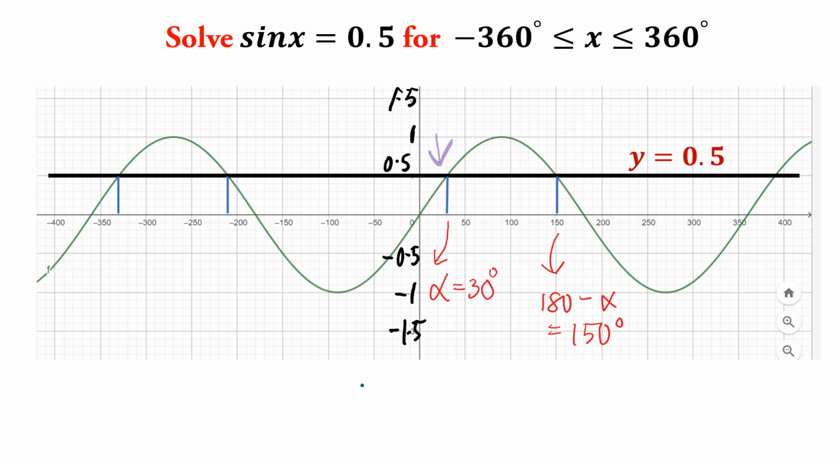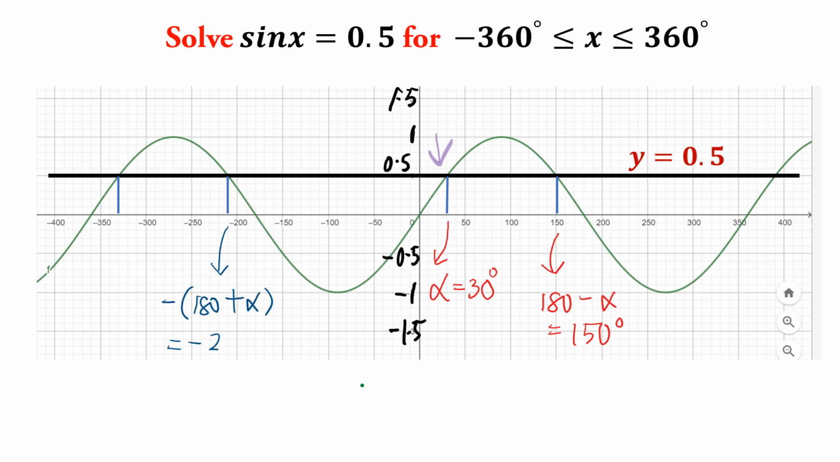The first angle is called the reference angle or the basic angle. So your first angle here is 30 degrees. To get the second angle, it is 180 minus your first angle, which is 150. So that's for the positive angle.